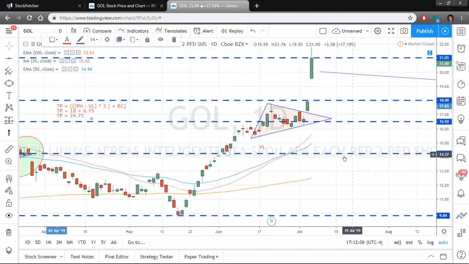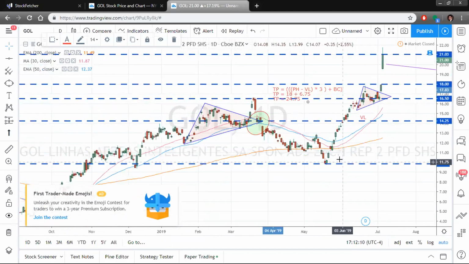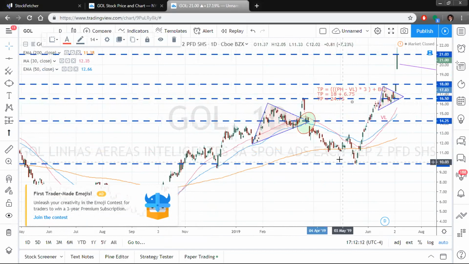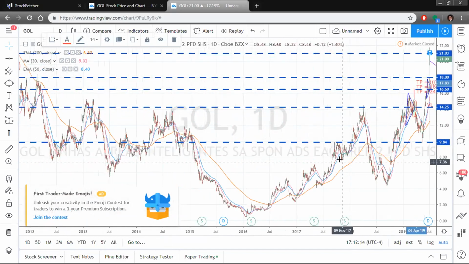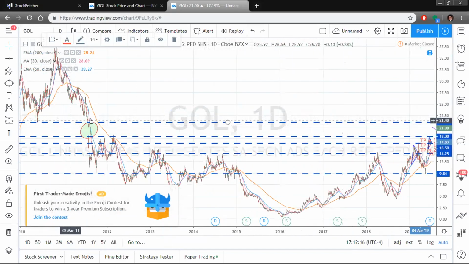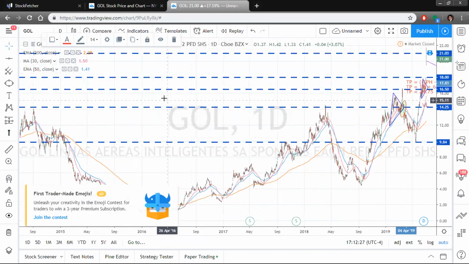But this gap up is a sign that there's still another run on this one because it tried to get this particular gap down. So basically it went away from that gap down.